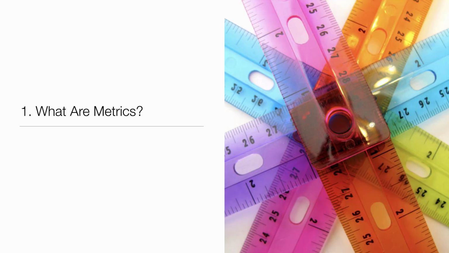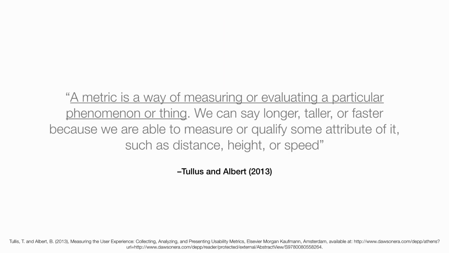So let's get started. What are metrics? When I say a metric, what do I mean? Well, the definition is a metric is a way of measuring or evaluating a particular phenomenon or thing. We can say longer, taller, or faster because we are able to measure or quantify some attribute of it, such as distance, height, or speed. Now that is a really important definition.